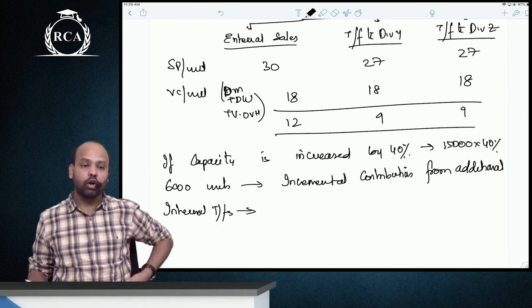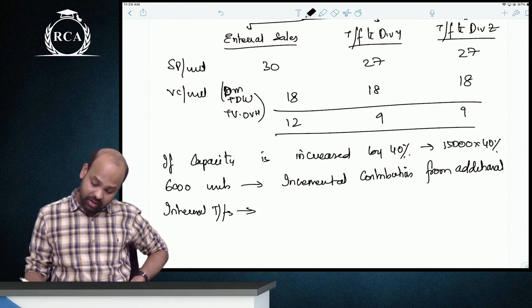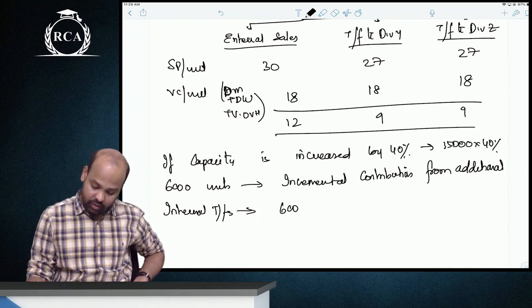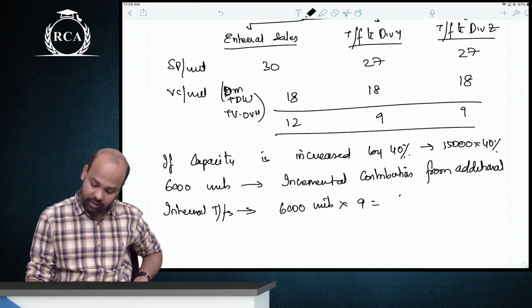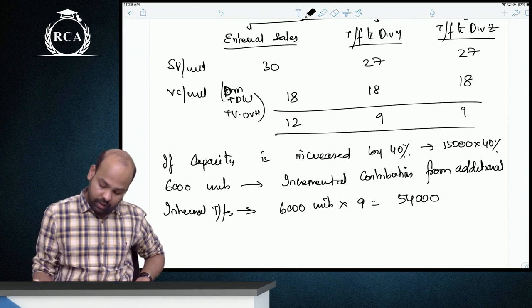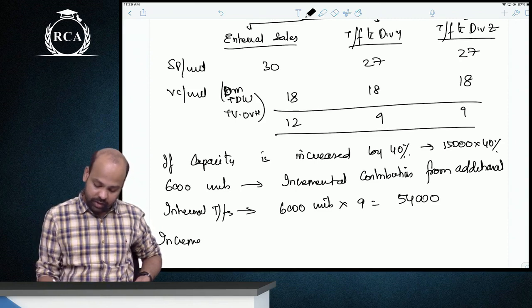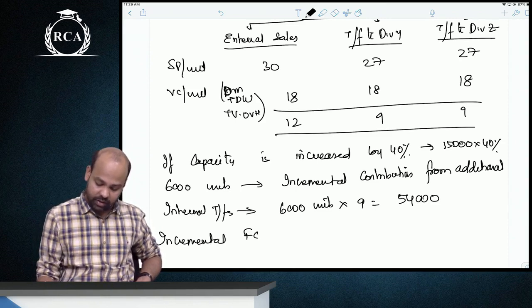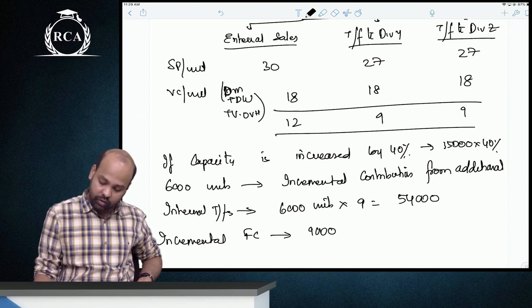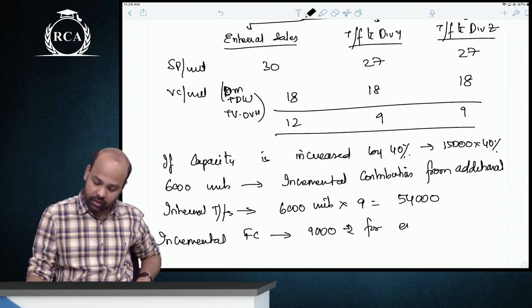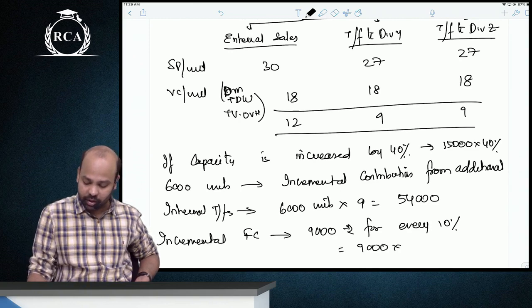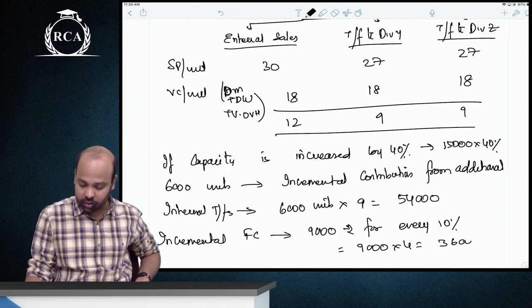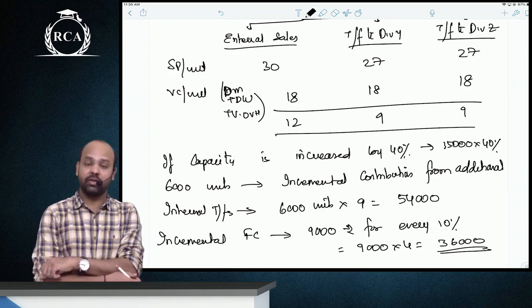Your incremental contribution from additional internal transfers would be 6,000 units into 9 rupees, that is 54,000. Whereas your incremental fixed cost is 9,000 rupees for every 10%. So put together, that will be 9,000 into 4, 36,000.